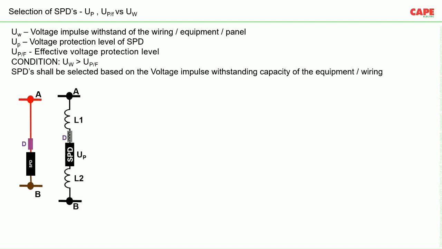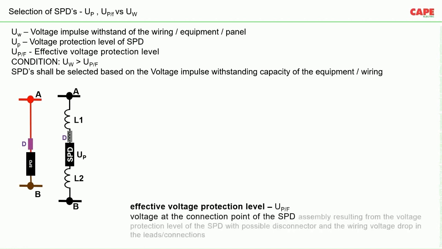So let's see, this is an SPD connected in between point A and B, and D is a backup protection or disconnector fuse. L1 is the wire length 1. Then UP is the voltage protection level of the SPD. Then L2. Now, the effective voltage protection level, or UPF, will be the voltage drop across L1 plus UP plus the voltage drop across L2.